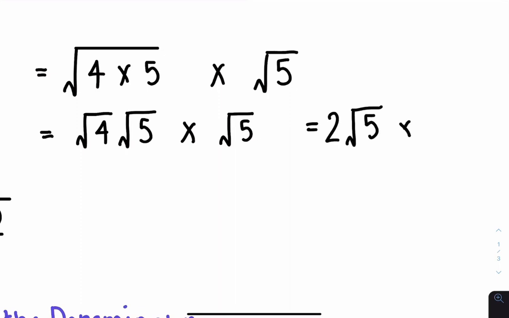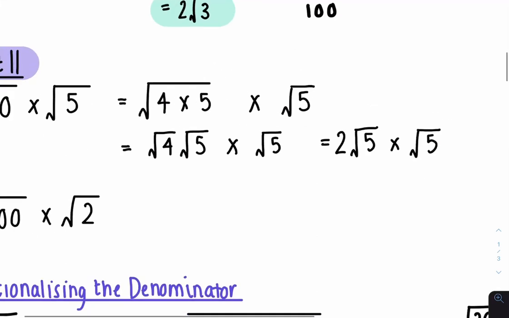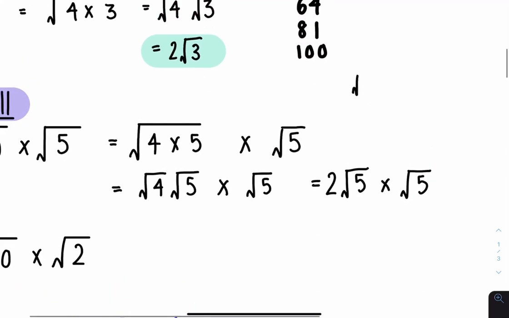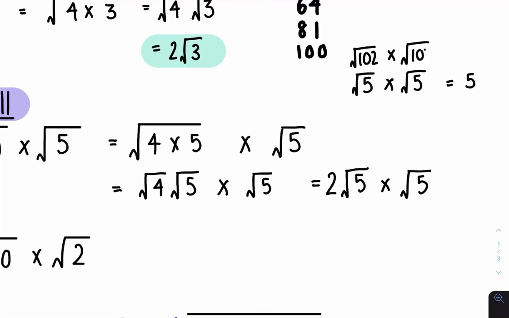Okay, now we can go on to learning something new that's really important. When you multiply a surd by the same surd, so if I have root 5 times root 5, you just end up with 5. This would work with any number. Let's say you had root 102 times root 102. It could literally be any number. The answer would be 102.